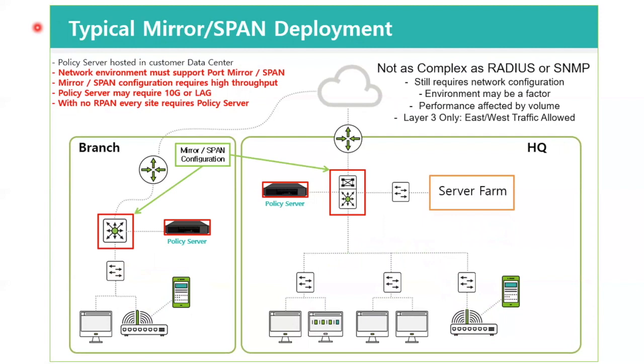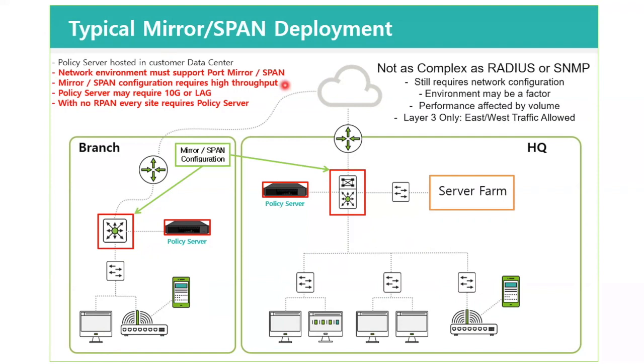If we look at another common NAC architecture, you have mirror/span, whichever you'd like to call it. So a little less complex than Radius and SNMP. However, we now have a new set of challenges, right? Of course, your devices have to support port mirroring and span, which of course many devices do, but not all. On top of that, now throughput is a concern.